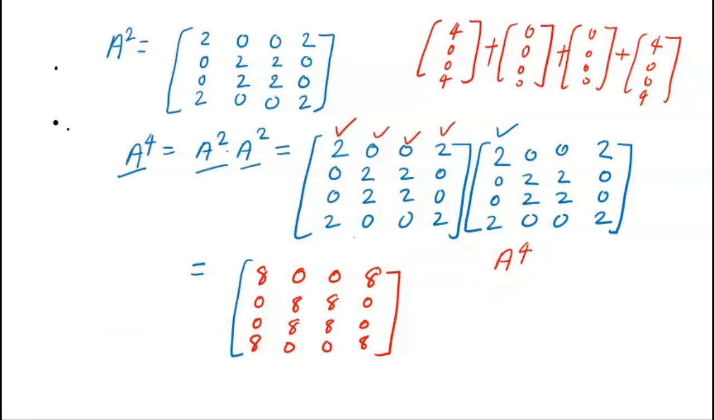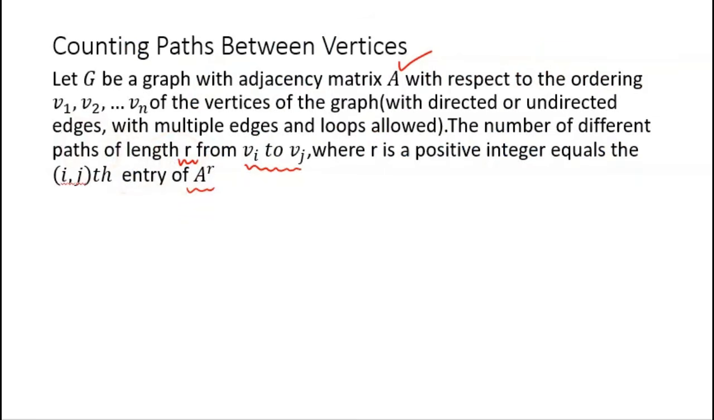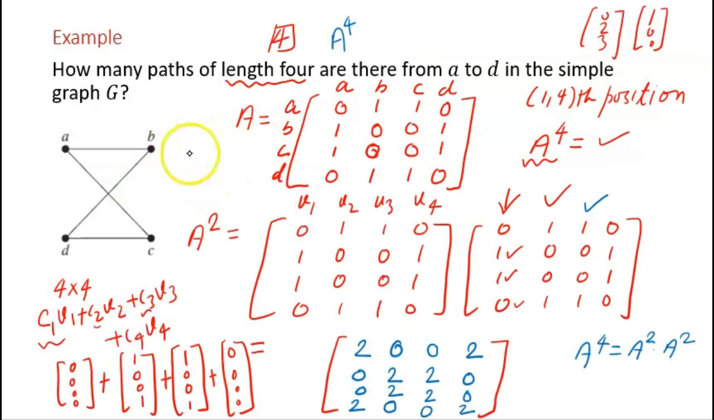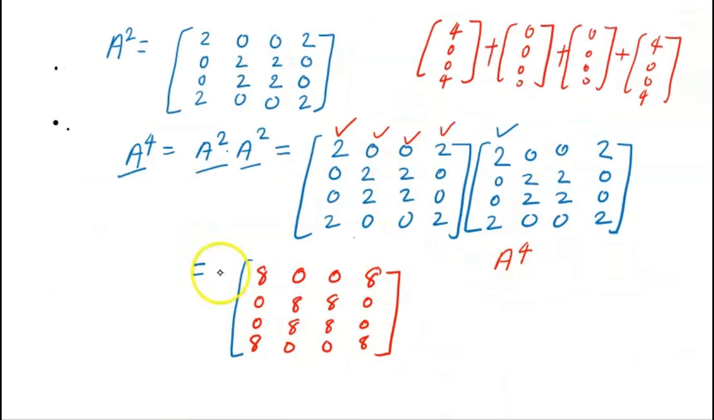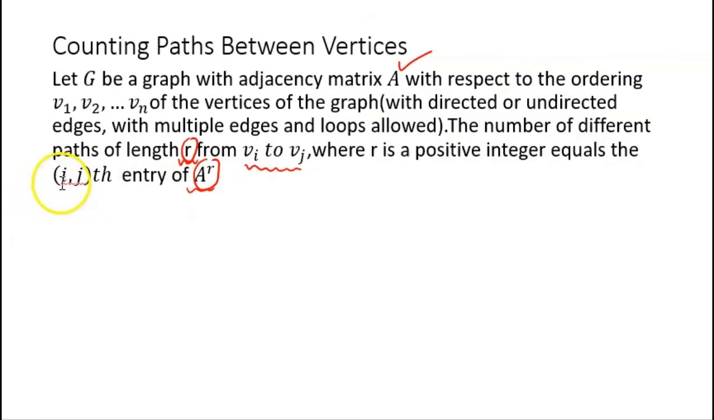Now go back to the main point. What they have told you is that when you have to find the path of length r, you have to find a to the power r. And in this problem you wanted to find the path of length 4, so that is why you are calculating a to the power 4. So once you have calculated a to the power 4, what is the next thing that you have to do? Next thing you have to do is to find the ijth entry of a to the power r.